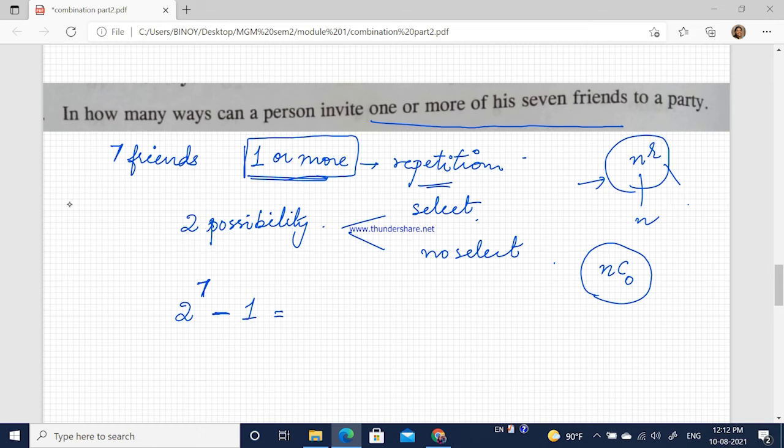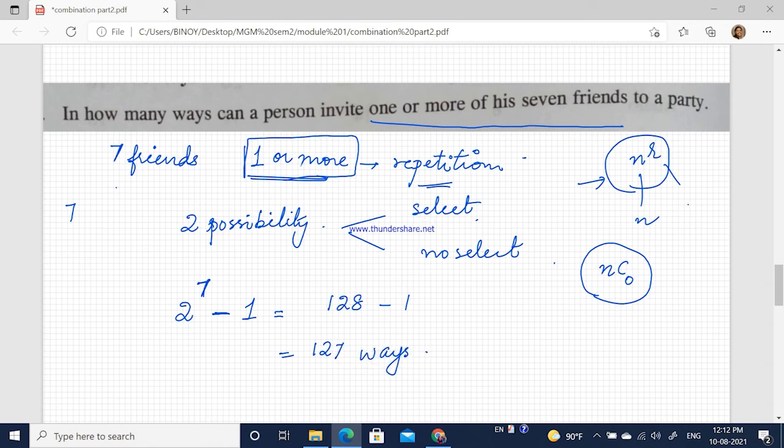Either you can have all the friends, or you can have one, or two, and likewise more. So 2 raised to 7 minus 1. 2 raised to 7 is 128. 128 minus 1, that is 127 ways.